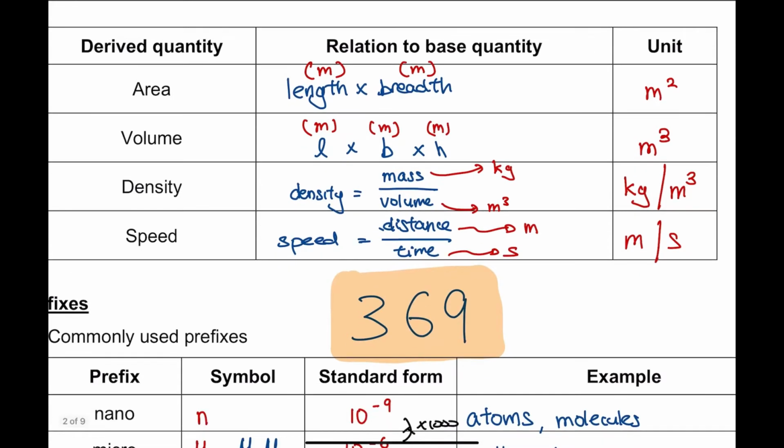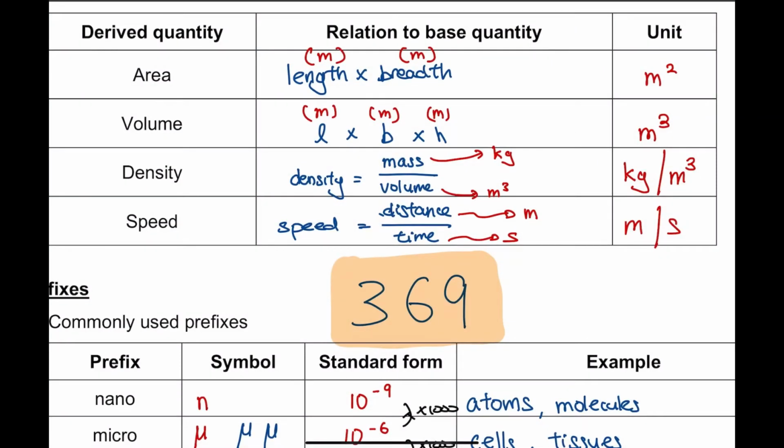Next up, density. Density is equal to mass over volume. Mass SI unit is kg, volume SI unit is meter cube. So therefore the unit is kg per meter cube, kg divided by meter cube. So that's why density is kg per meter cube. Speed, you have learned the formula before. Speed equals distance over time. Meter over second. So that's how your unit works.